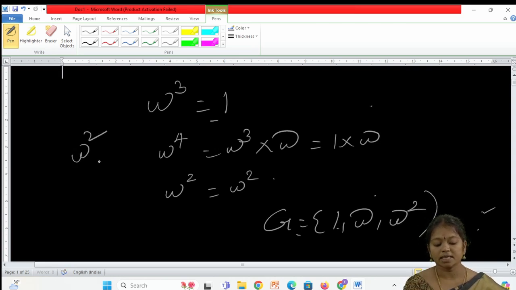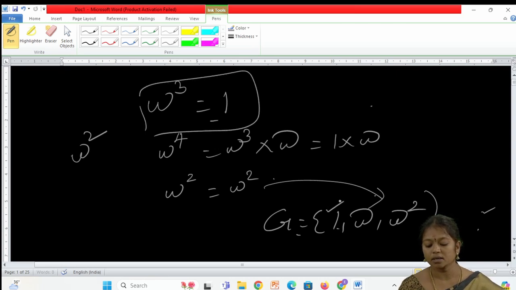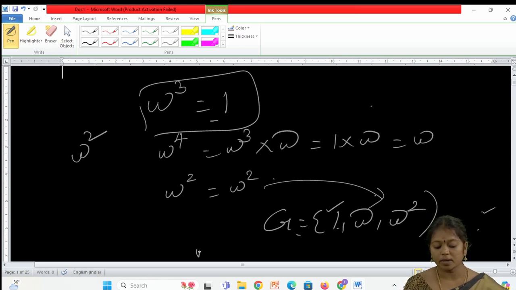Omega square is the generator, which means omega square is one of the elements in this group. Then omega cube is 1. Omega cube equal to 1 is also one of the elements. Then omega power 4 is omega, the result. So omega is also one of the elements. Therefore omega square is a generator of this group G.